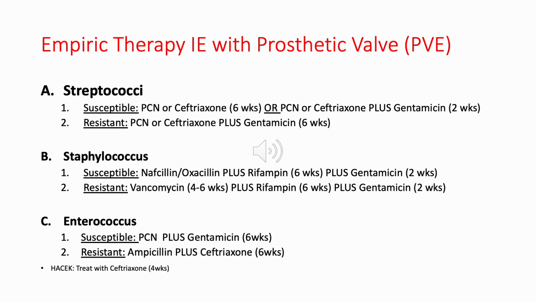And then to end this video, just wanted to mention that there is a very small percentage of possibility of getting infective endocarditis from a gram-negative pathogen. So the acronym they use is HACEK, and the drug of choice to treat these certain pathogens would be ceftriaxone for 4 weeks.